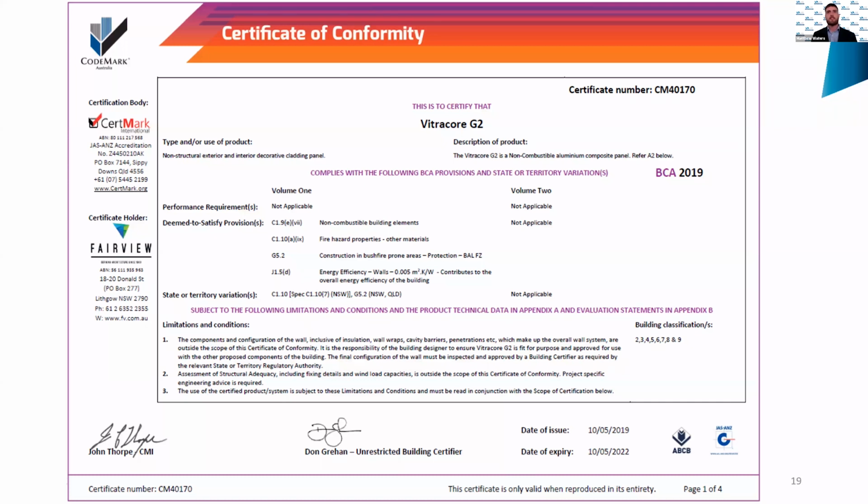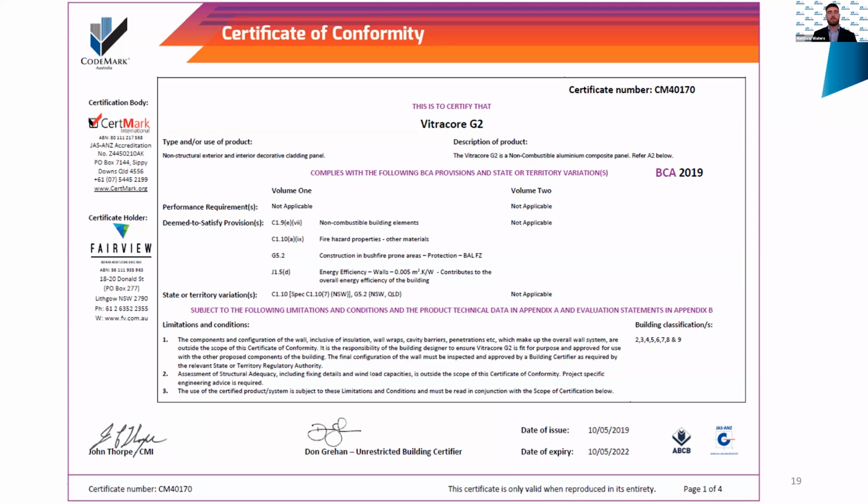Now we've got a CodeMark on screen and it's for a product and it makes really specific claims against some DTS provisions. It also has some really specific limitations, including the wall system as a whole is outside the scope, and it requires consideration by the building surveyor. We can see from the certificate there's no claims against Section B compliance for structural stability. There's no compliance claims for FP 1.4 for weatherproofing.